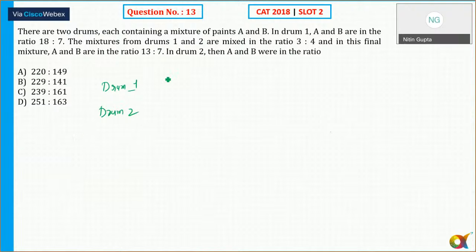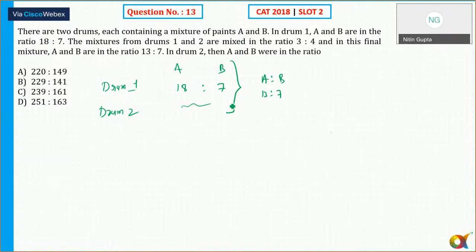Each containing a mixture of paint A and B. In drum 1, A and B are in the ratio 18:7. The mixture from two drums 1 and 2 are mixed in the ratio 3:4. And in this mixture, when I'm mixing these two, the final ratio of A to B is 13:7. So the question is, in drum 2, in what ratio are A and B?